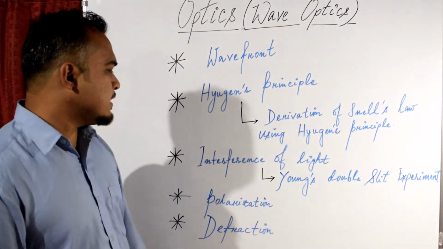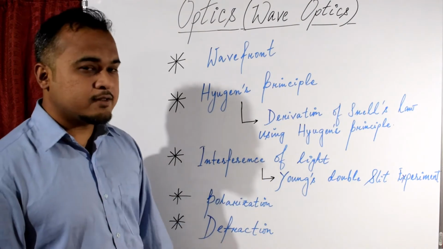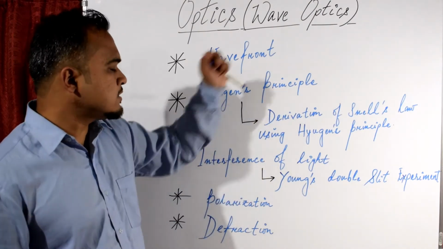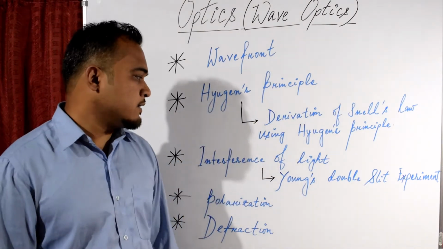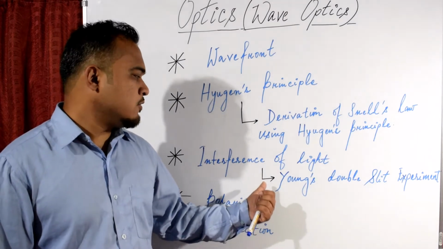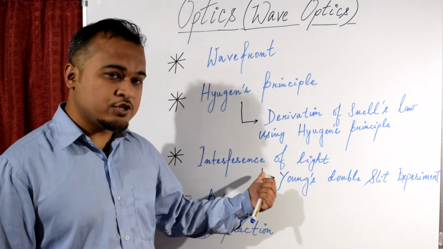The next topic is interference of light. The next topic which is important under this chapter is interference of light. What is interference of light? Its definition you'll have to study.